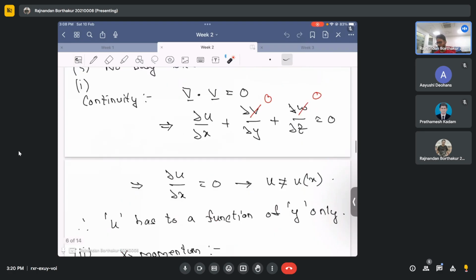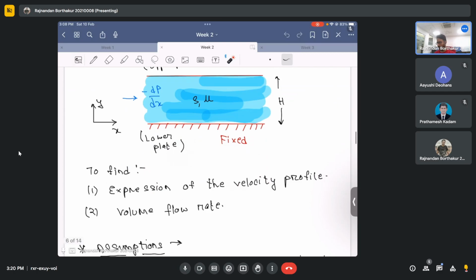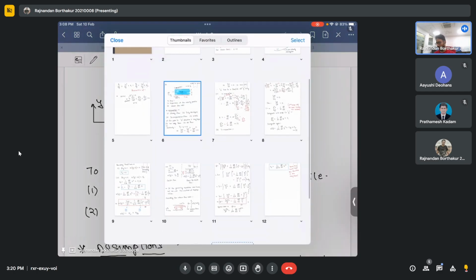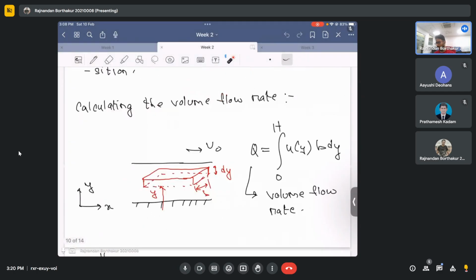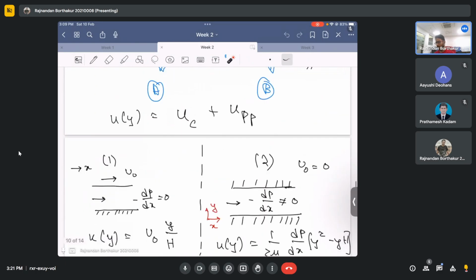For instance, we looked at a problem where the upper plate was moving with some u0, and there was also an axial pressure gradient applied in one direction. The solution we got is a combination of the Couette flow velocity profile plus the velocity profile that would be generated if the upper plate is fixed and the fluid moves only with the help of a pressure gradient. The final answer appeared something like this, and then we discussed this linearity principle.